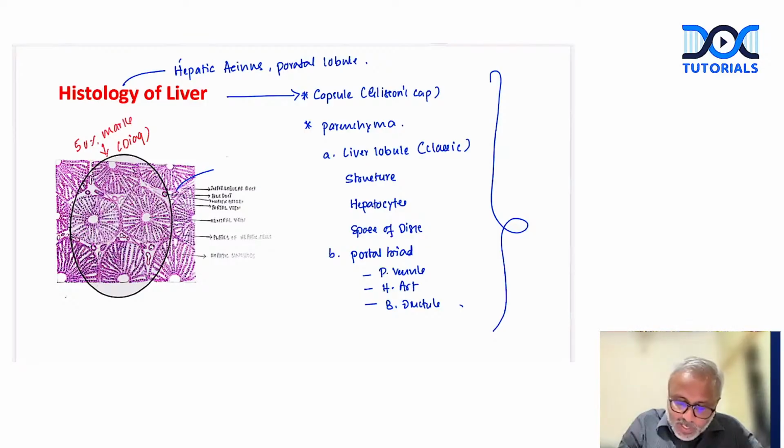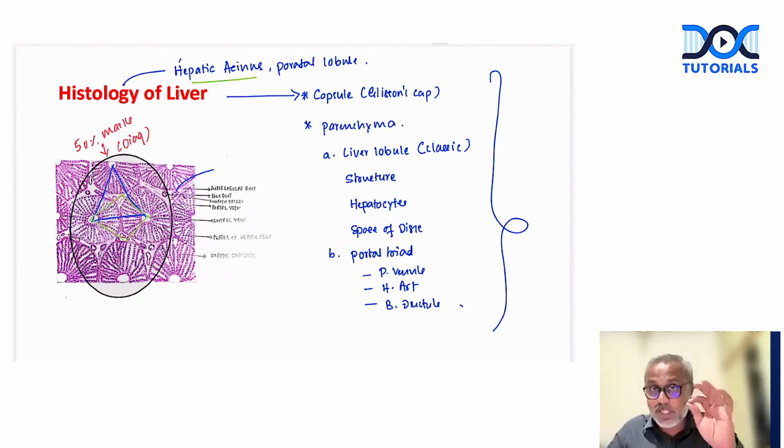For example, when we talk about portal lobule, this is a portal lobule, right? With the portal triad in the center. When we talk about hepatic sinusoids, this is a hepatic acinus. So what is the difference between the two, the structure, and what is its functional importance? This is what we need to know, right? So this is what we should know in the histology of liver.